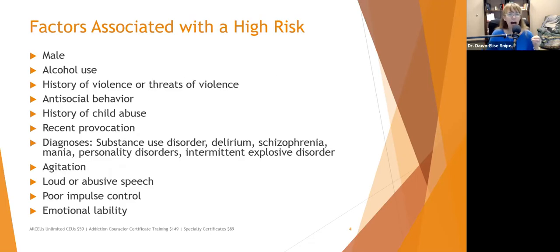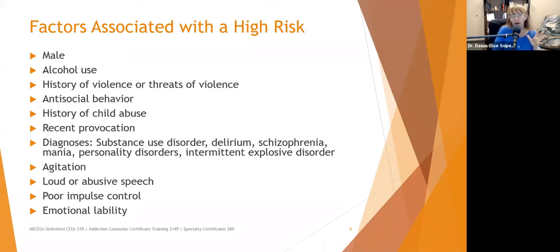Factors associated with the high risk. These are buzzwords you're going to look for in the vignette. It doesn't mean that people who don't fall into these criteria aren't at risk for dangerousness, but do know that men tend to be at higher risk for homicidal or dangerous behavior than women. Alcohol abuse, especially if they're currently under the influence of alcohol. A history of violence or threats of violence. A history of antisocial behavior or being the victim or perpetrator of child abuse. If there's been some sort of recent provocation.